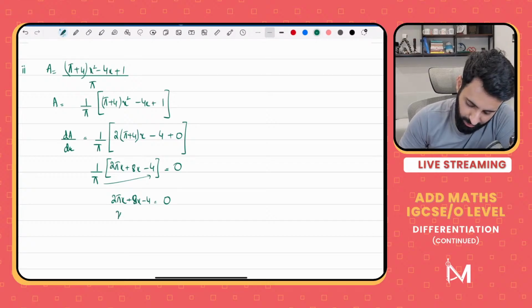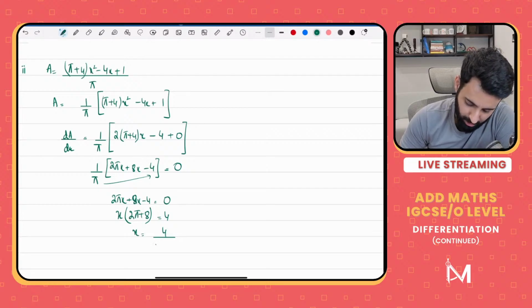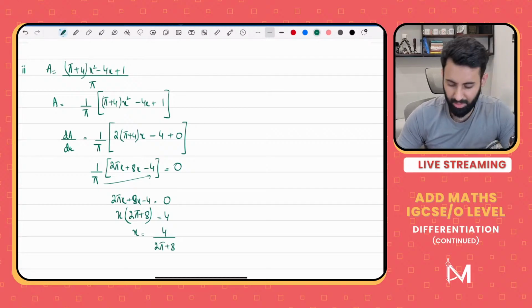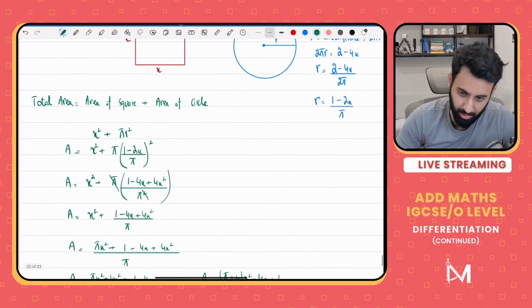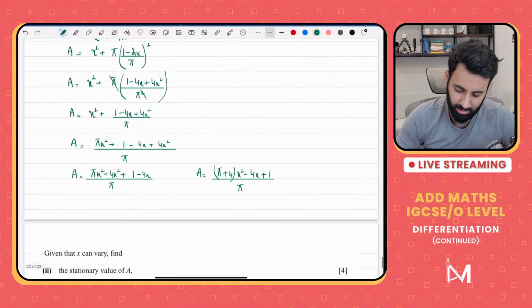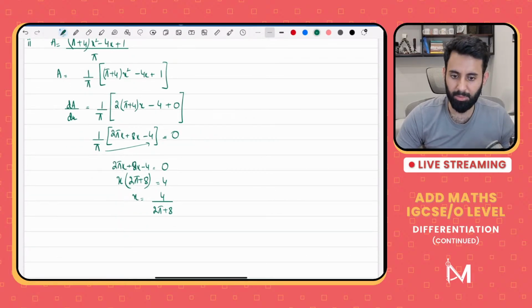And now let's take x common. So that's going to be 2 pi plus 8 equals 4. Let's make x the subject. X is equal to 4 upon 2 pi plus 8. Now the question did not say anything about writing down the exact value or the decimal value or anything of that sort, so we can leave it as it is. If you want to simplify it, you can do that also.